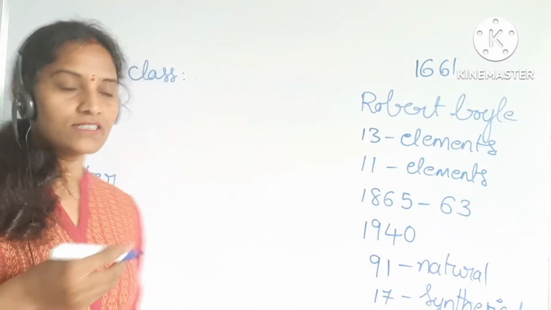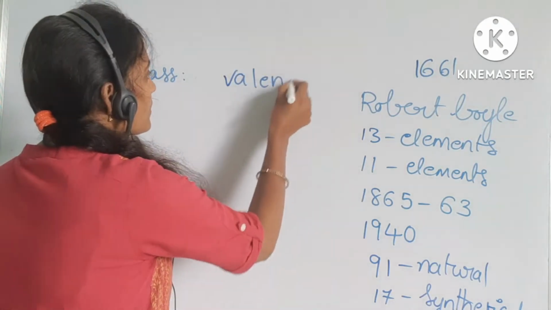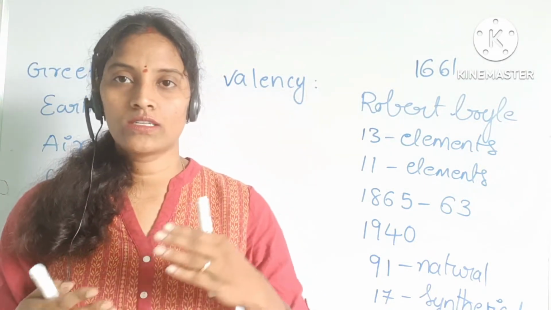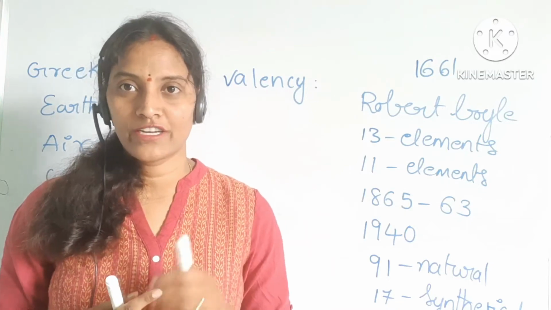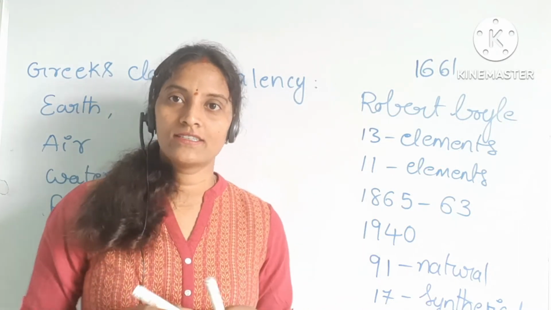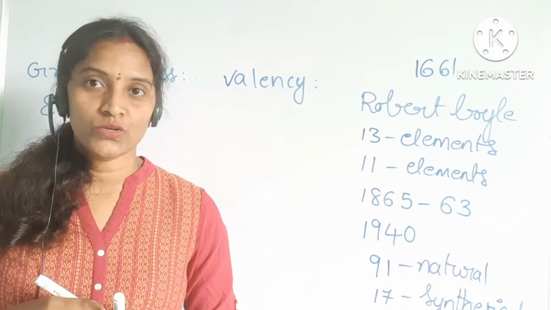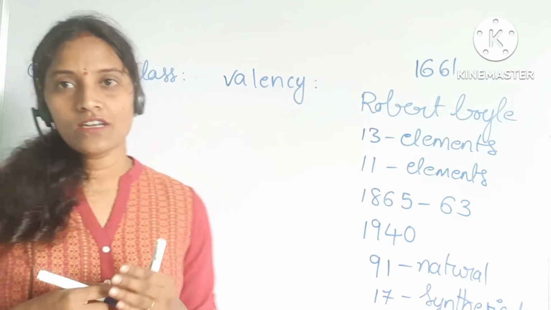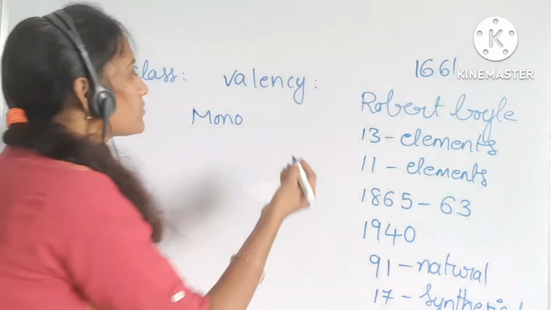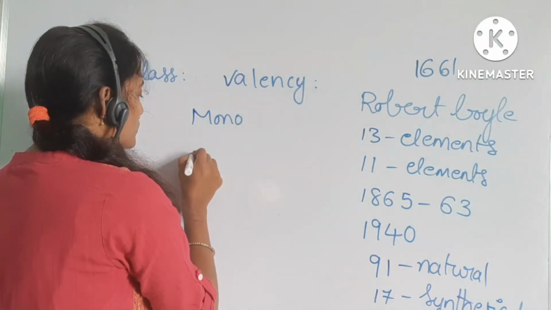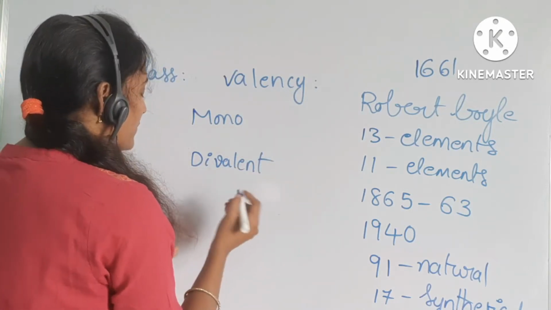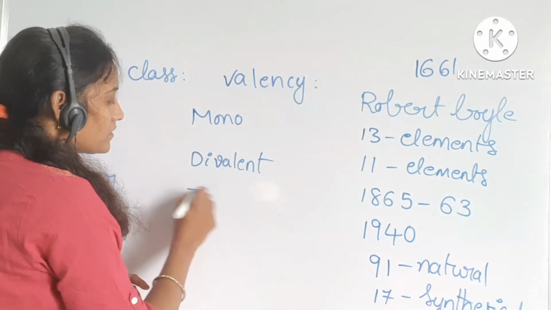The next classification is the valency classification. From this classification onwards, we have an idea about how much importance the valency of an element has. Some elements show +1 valency, some show +2 valency, some show +3, like that. If elements show +1 valency, they are monovalent. If elements show +2 valency, they are divalent. If they show a +3 oxidation state, they are trivalent.